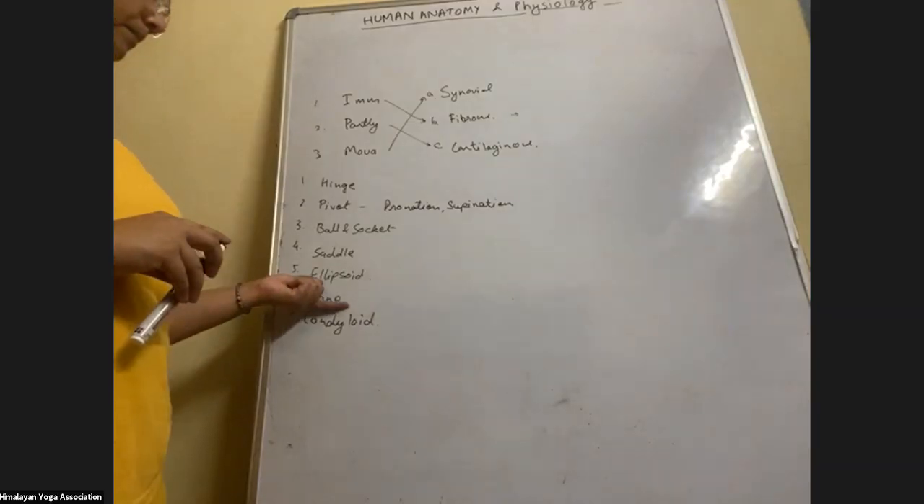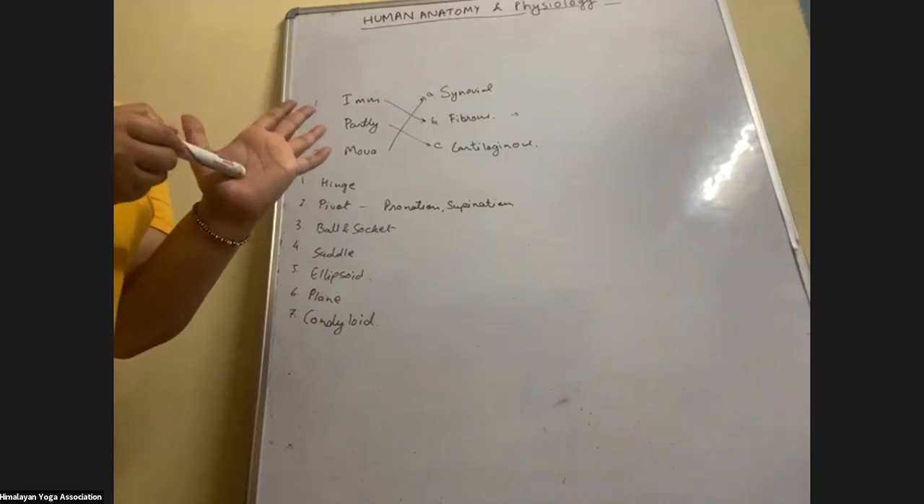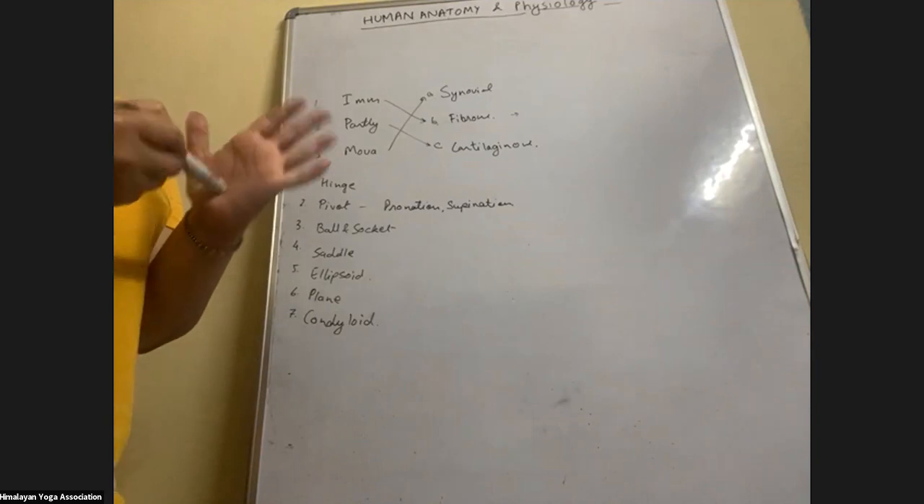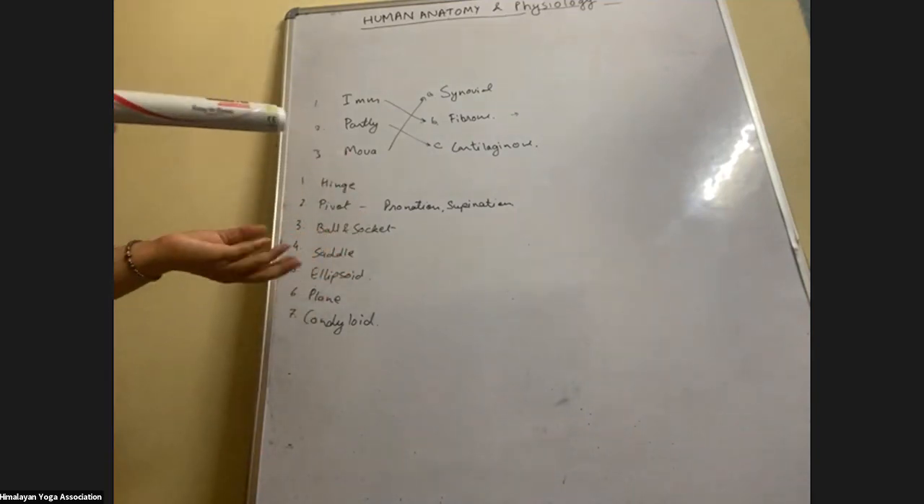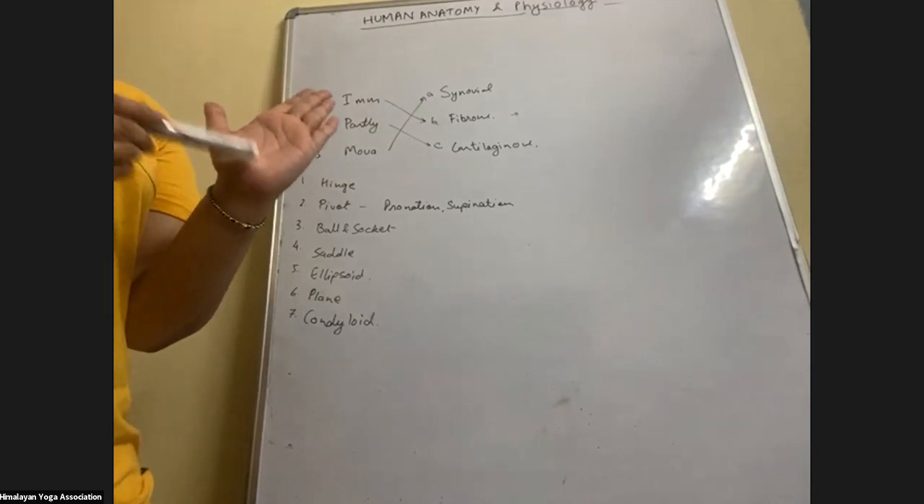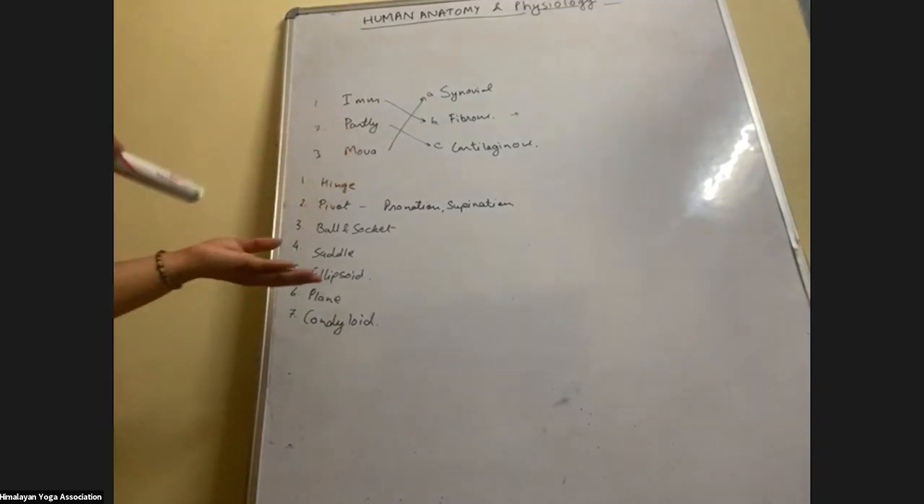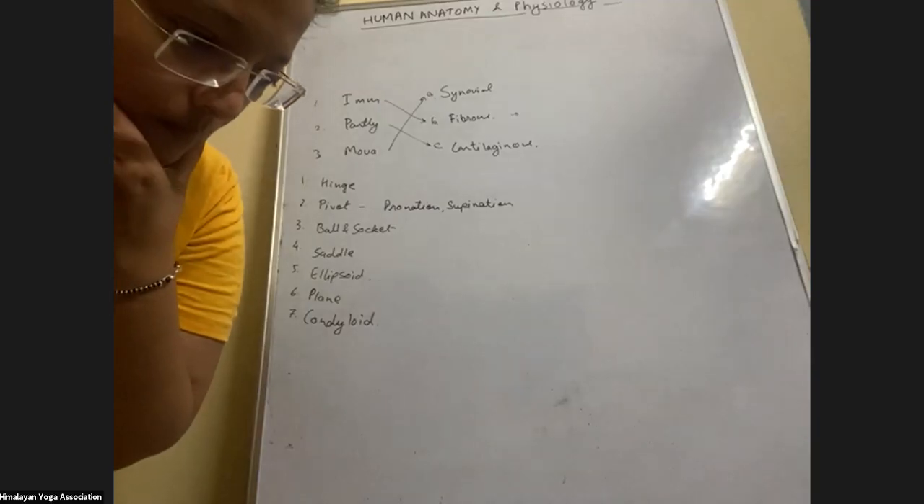Then plane: carpals and tarsals. Within the carpals, we have eight carpals, so within the carpals we have plane. There is only gliding and a little bit of rotation, because there is little movement within the carpals. So carpals are both saddle and plane.